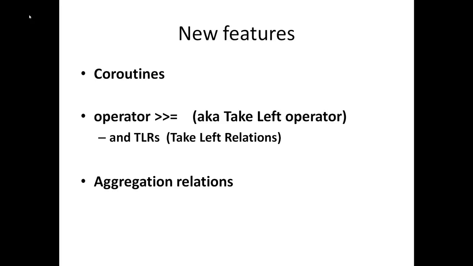First on this list is a facility called Coroutines. So Castor now allows you to define coroutines in C++. These turn out to be a very useful facility for defining relations imperatively. Then we also have a new relational operator called the take-left operator and a class of relations called take-left relations or TLRs that go along with the operator. We also have a bunch of relations called aggregation relations.